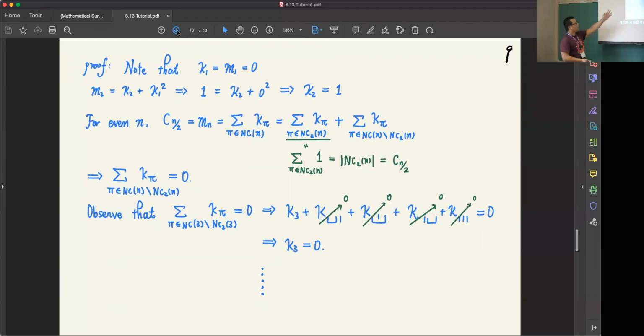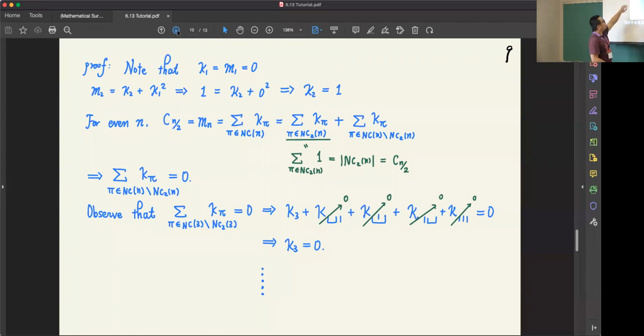For the non-crossing pairing part, we know all the blocks have the form 2 element, 2 element, 2 element. And each of the 2-element blocks provides kappa 2. So we have lots of kappa 2, and each kappa 2 is 1. So we just get 1 times 1 times 1, which is 1. So here we sum up all the non-crossing pairings with the value 1, and hence it's exactly the number of non-crossing pairings. And we saw before that the number of non-crossing pairings is C_{n/2}.